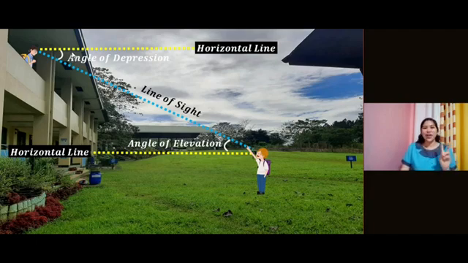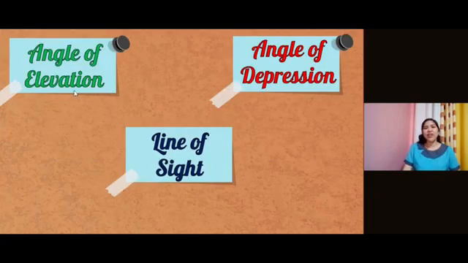All right, so based on the two illustrations that I presented, what is then an angle of elevation, an angle of depression, and what is also your line of sight? Let's define them one at a time. We have here angle of elevation. The word here is elevation, and the root word for that is elevate, meaning to lift up. Angle of depression, from the word depress, meaning down.